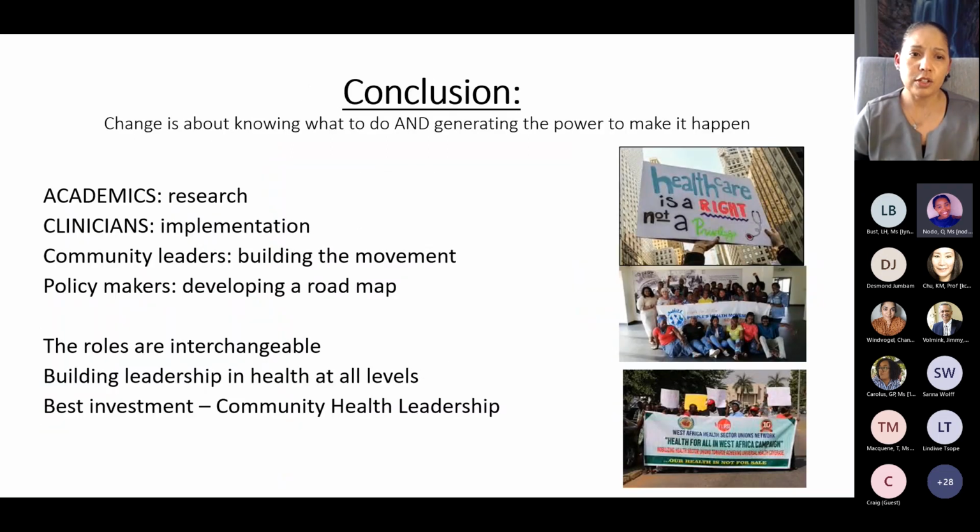So in conclusion, I think that change is about knowing what we need to do, yes, but it's also about generating the power to make it happen. And that power doesn't sit in one particular place. It sits with all the role players, with the academics, with the clinicians, with community leaders and policymakers.